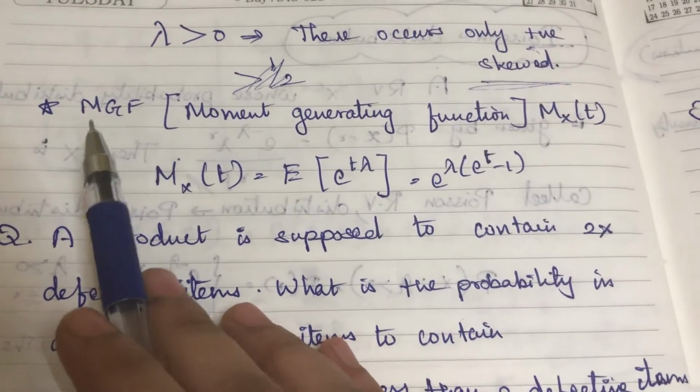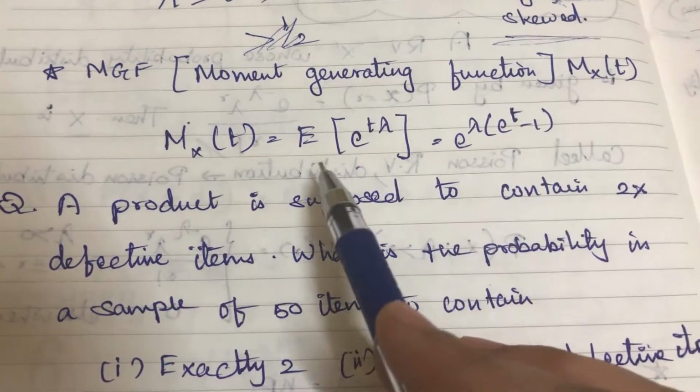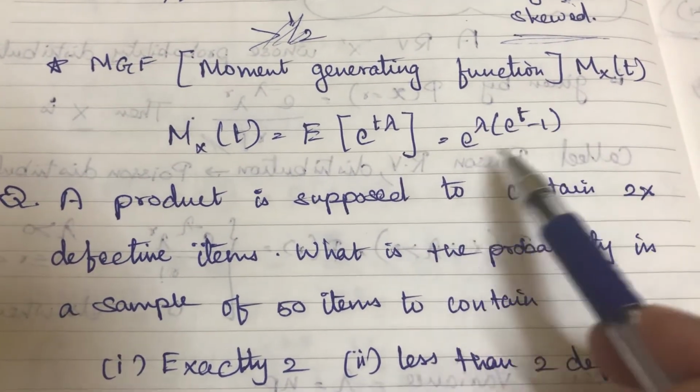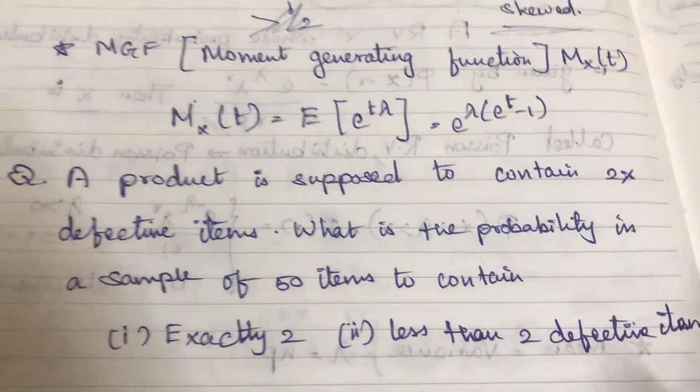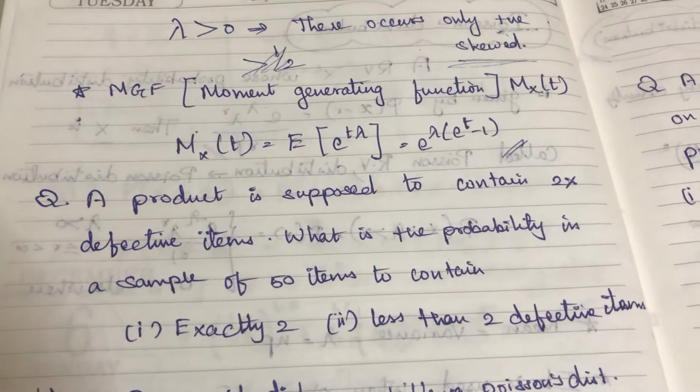Next one, moment generating function M_x(t). The value will be E of e^(tx). So I can easily say the formula will be e^(λ(e^t − 1)). So this is the formula for the moment generating function.